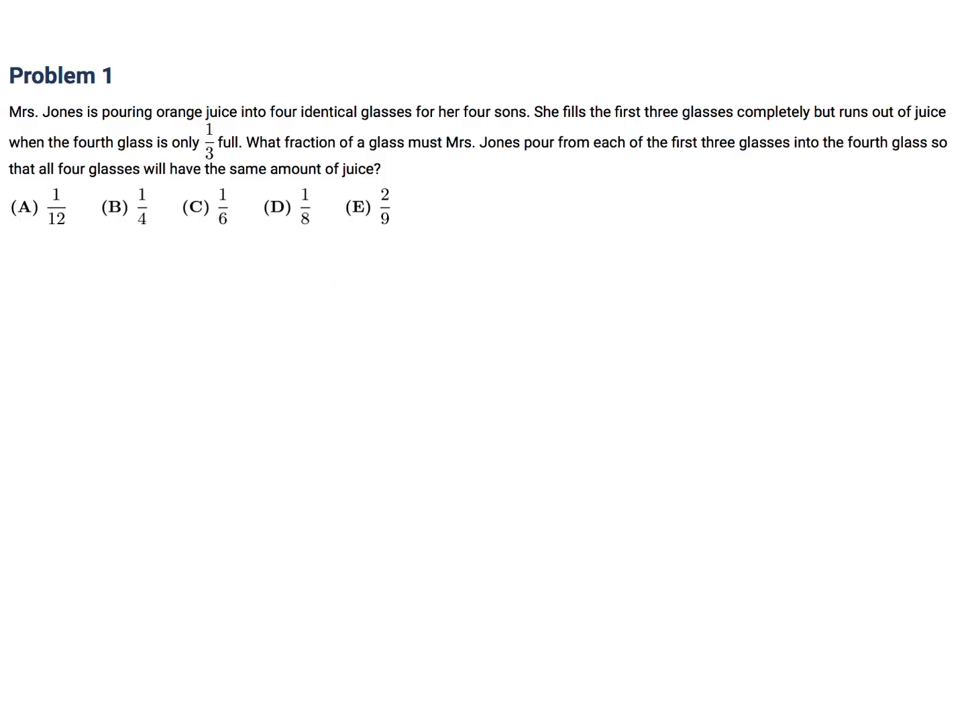Mrs. Jones is pouring orange juice into 4 identical glasses for her 4 sons. She fills the first 3 glasses completely but runs out of juice when the 4th glass is only 1/3 full. What fraction of a glass must Mrs. Jones pour from each of the first 3 glasses into the 4th glass so that all 4 glasses have the same amount of juice?